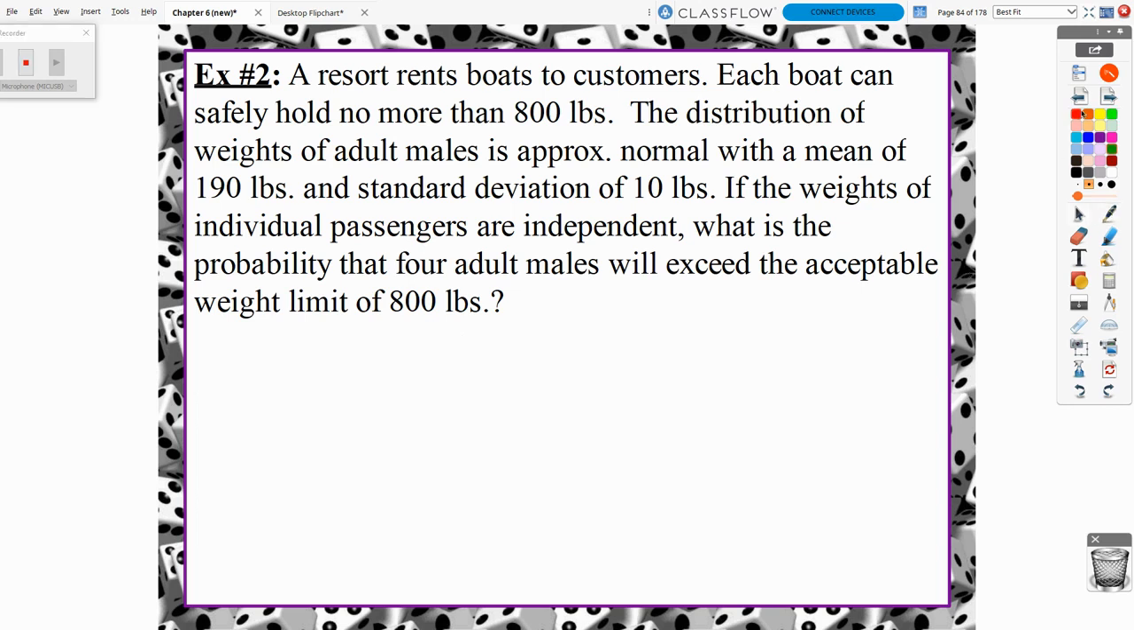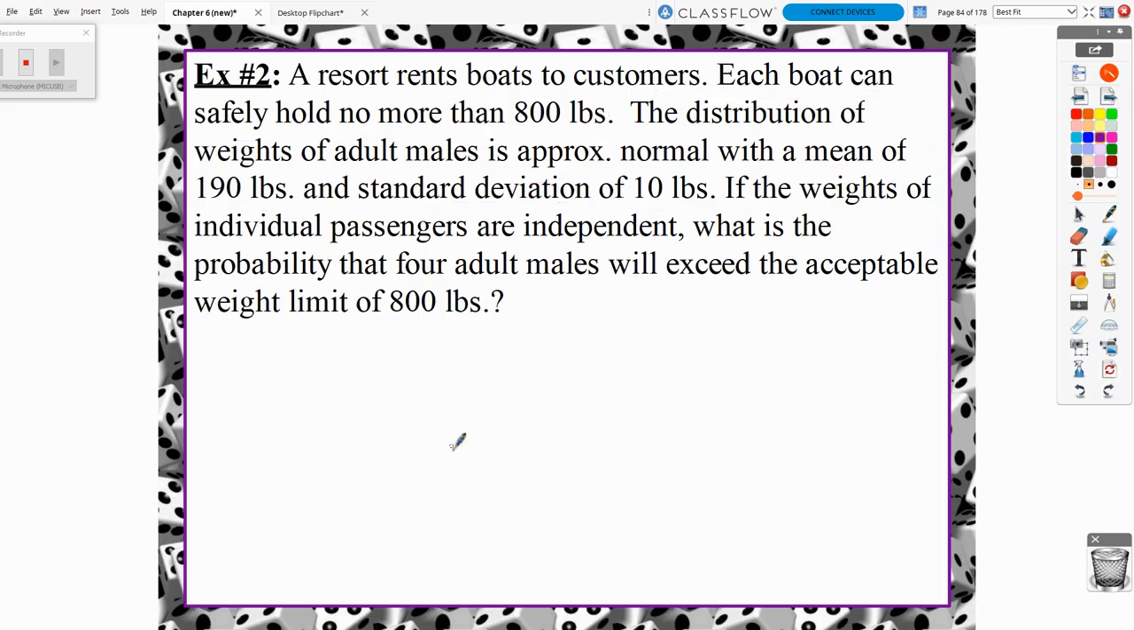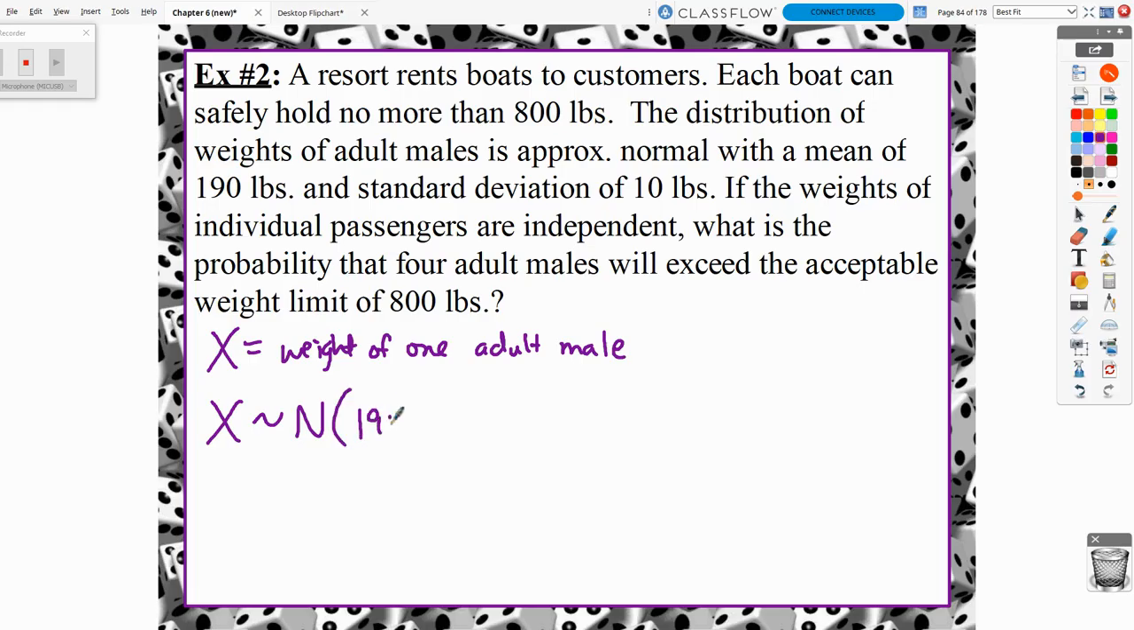So first, let's talk about the information that they told us. They told us about the distribution of adult males' weights. And they are approximately normal with a mean of 190 and a standard deviation of 10. Let's let X, we've got to define our random variable. X equals the weight of one adult male. And X follows an approximately normal distribution with mean of 190 and a standard deviation of 10.